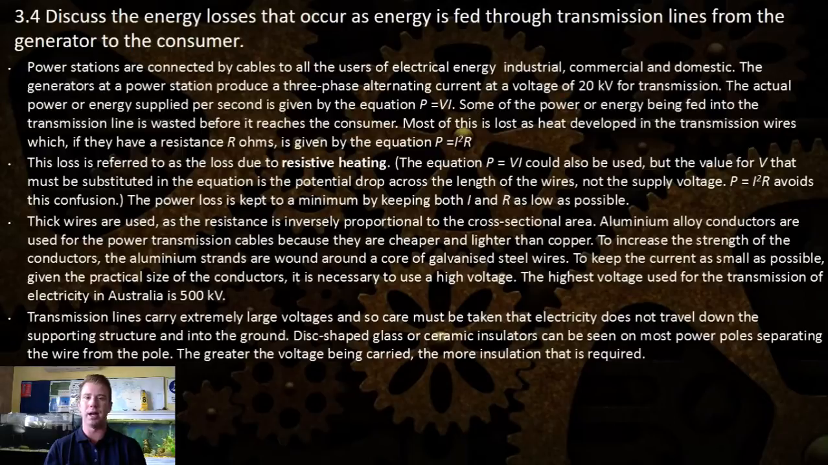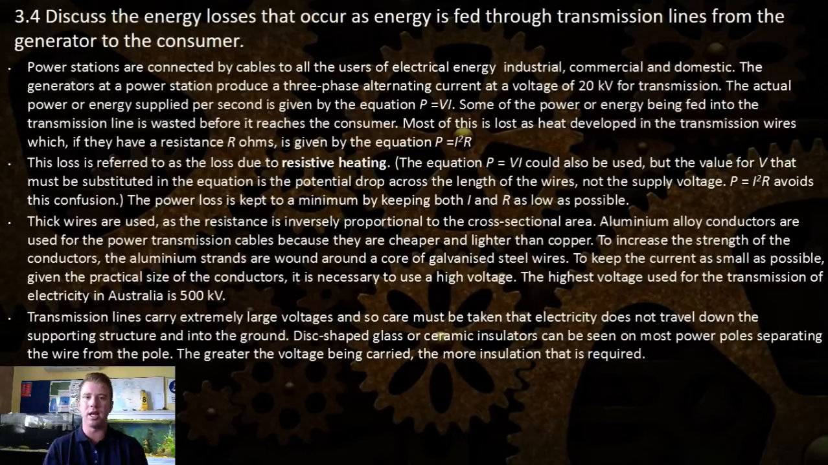The actual power or energy supplied per second is given by the equation P equals VI. Now we know that some of the power or energy being fed into the transmission line is wasted before it reaches the consumer, because 20,000 volts is not safe for the consumer. Most of it is lost as heat developed in the transmission wires, which, if they have a resistance of R ohms, is given by the equation P equals I squared R. This is referred to as heat loss.